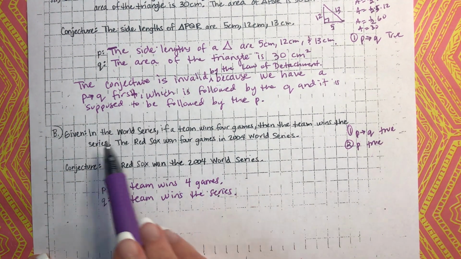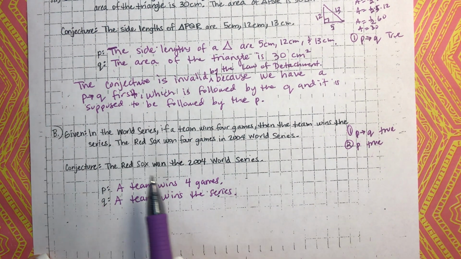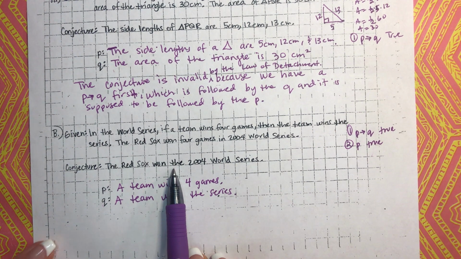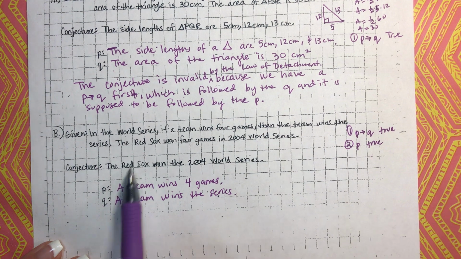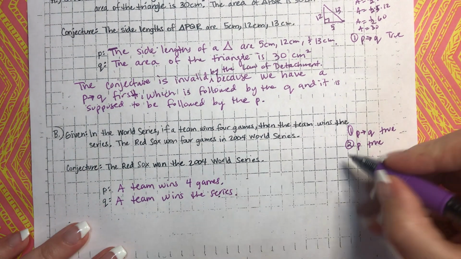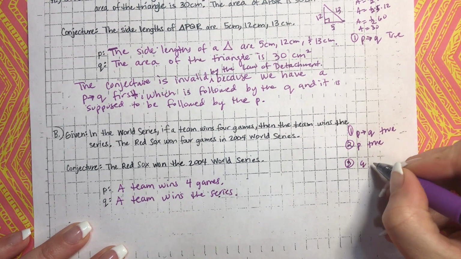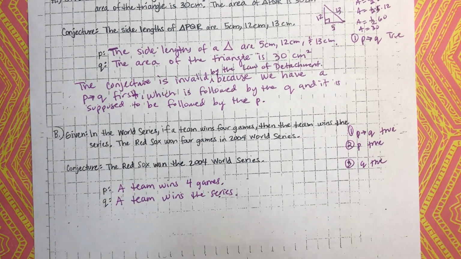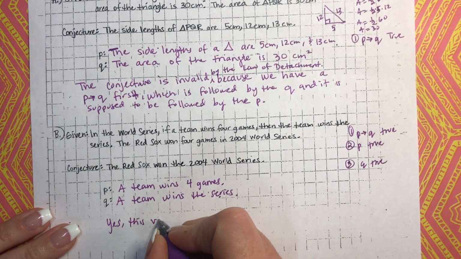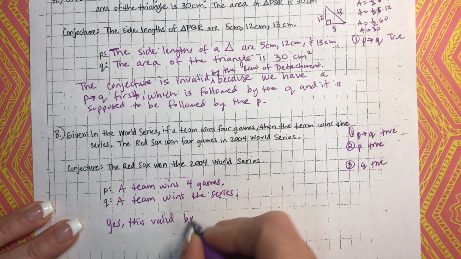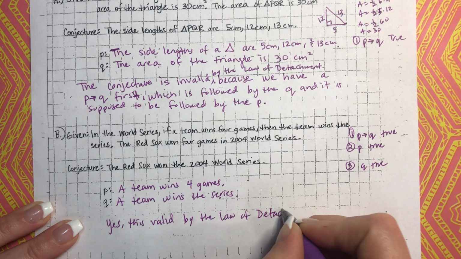Okay, we have our conditional, we have the information that fits the hypothesis, so then the conjecture must be related to the conclusion. It says the Red Sox won the 2004 World Series. A team wins the series. So yes, that is our conclusion. So our third one is Q, and that is true. So yes, this is valid by the law of detachment.